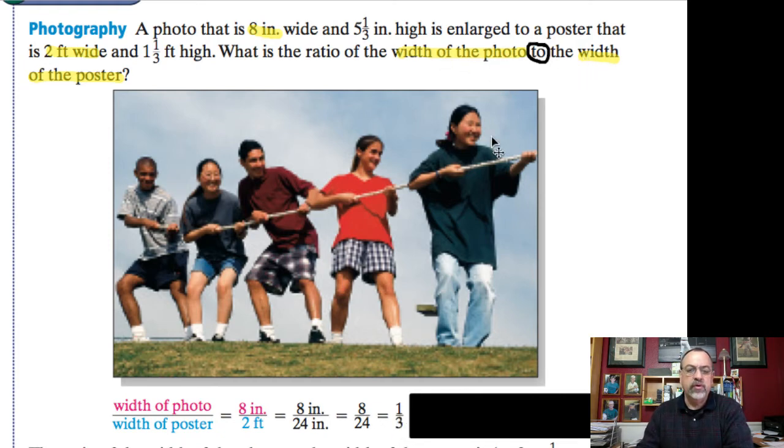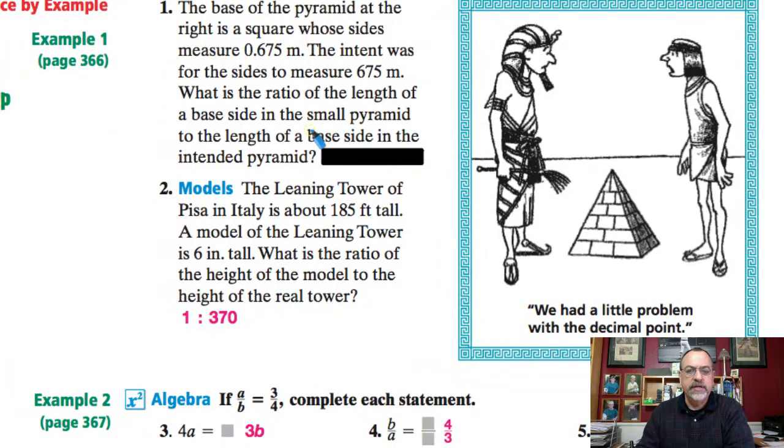We looked at the word order, we converted the units, and then we reduced our fraction. Okay, let me do one where we have a decimal and I can review how to simplify a fraction that has a decimal in it. If we take a look at example 1 in our textbook, it says the base of a pyramid at the right is a square whose sides measure 0.675 meters.